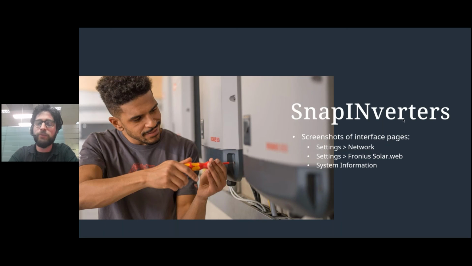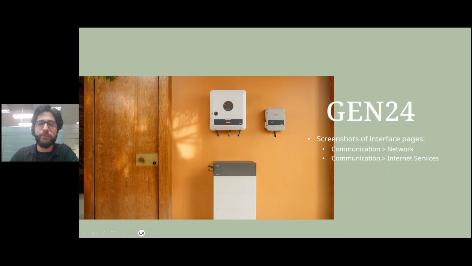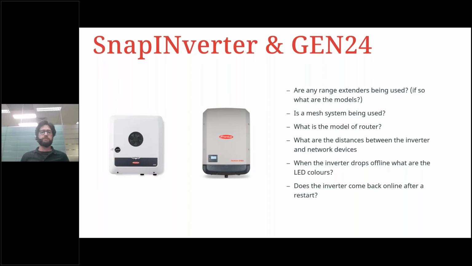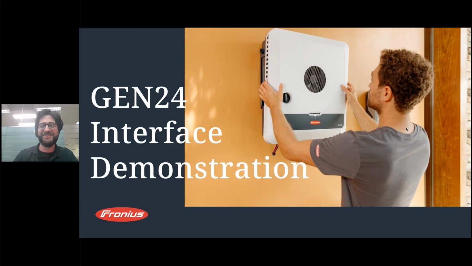For Gen 24, we would need 2 screenshots. One of the internet services page and then one of the network page. And then for both of them, what we'd need is some information from the network on site. So what are you using? Are you using any range extenders, a mesh system? What type of router, distances, LED colors, all of that. That'll really help us get to know what the site is like, what we're dealing with. And with those screenshots, we should hopefully be able to pinpoint the issue with you. Awesome. Okay, now we'll get into the demo.